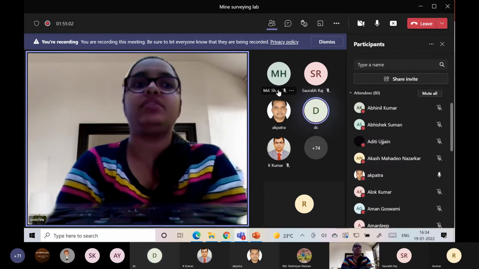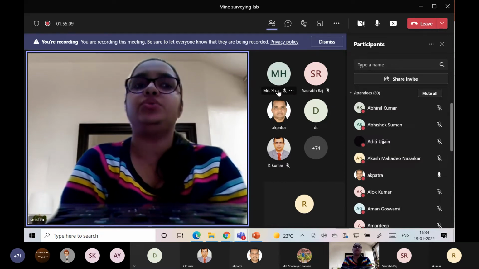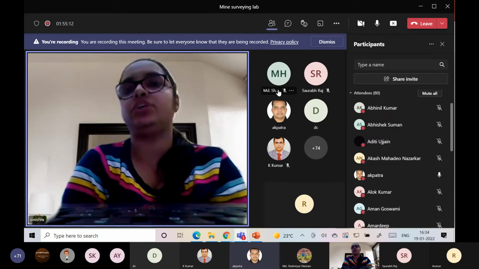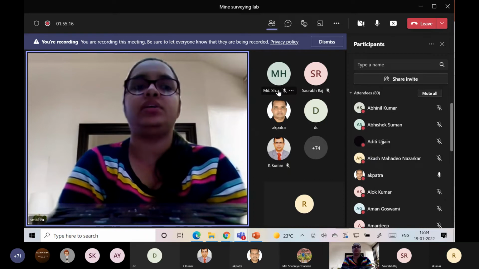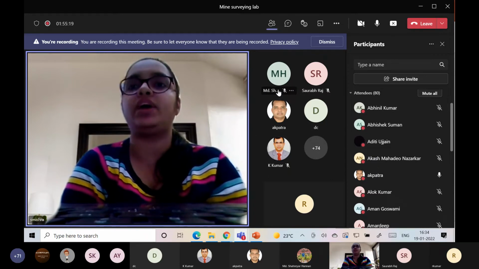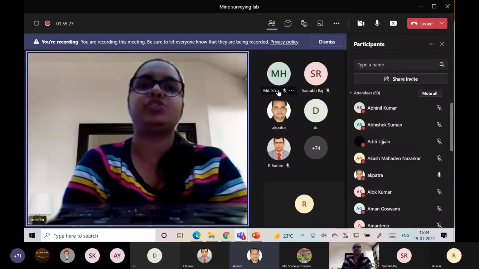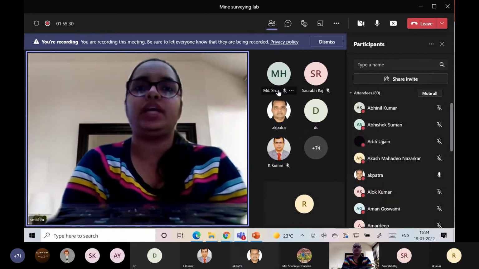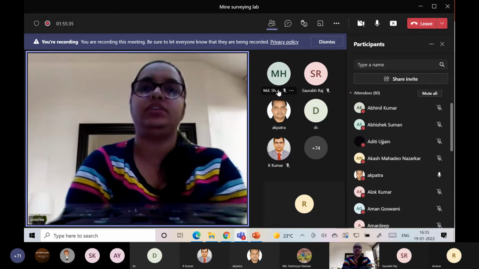When you are submitting, if you want to do it on a drawing sheet, then you can take a picture and upload the drawing sheet. If you want to do it in AutoCAD, then don't upload the AutoCAD file itself. You just put a snapshot there and put your name on it, so that we get to know that you have drawn that.